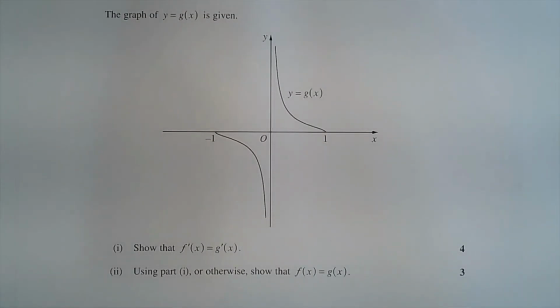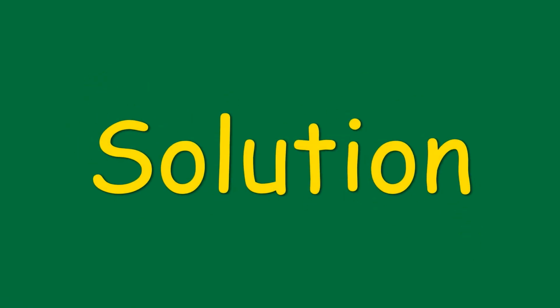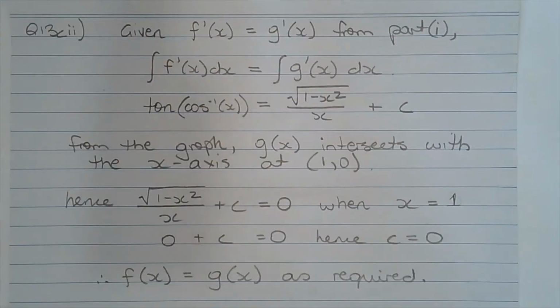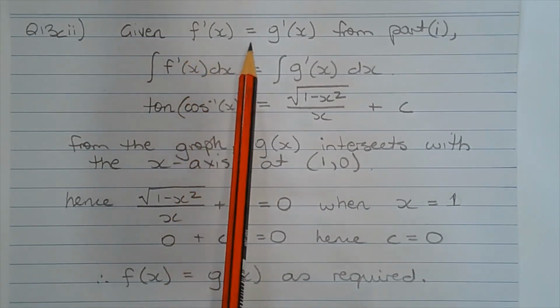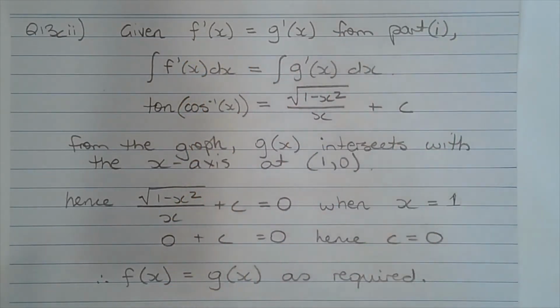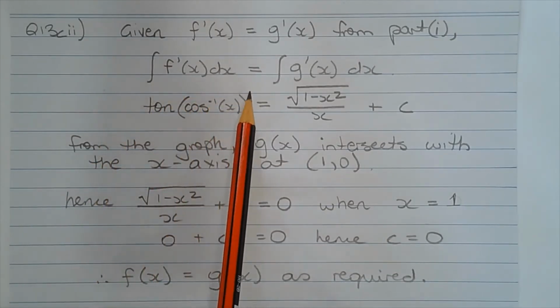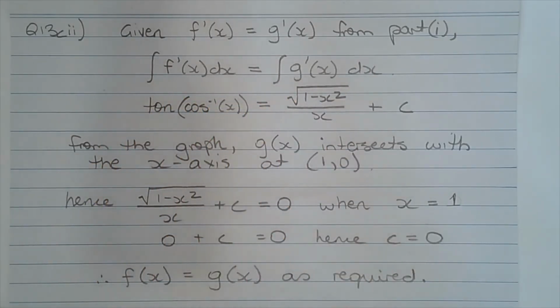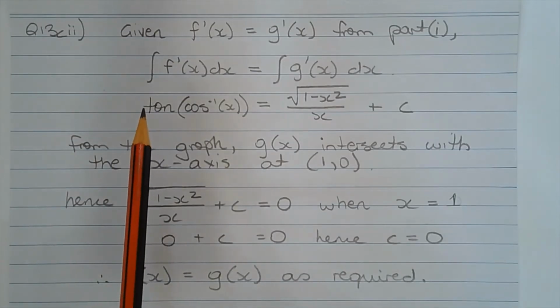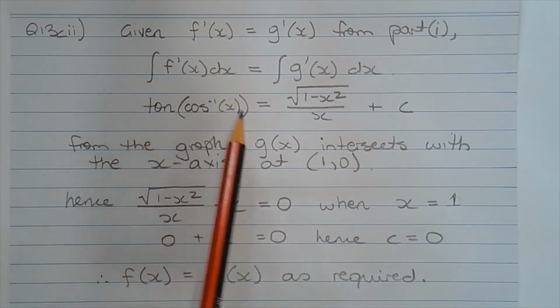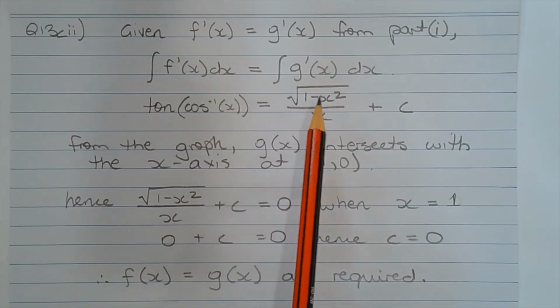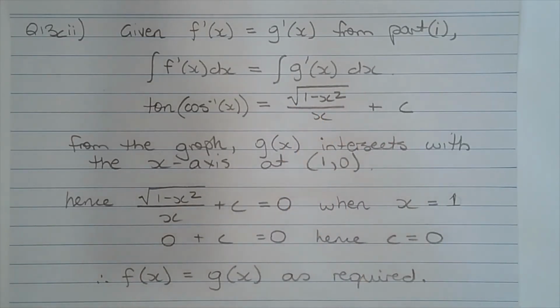Part 2. Using part 1 or otherwise, show that f of x equals g of x. Given f dash of x is equal to g dash of x, and this was proven in part 1, integrating both sides, we have the integral of f dash of x dx is equal to the integral of g dash of x dx. And we get the equation tan of inverse cos of x is equal to the square root of 1 minus x squared over x plus c.